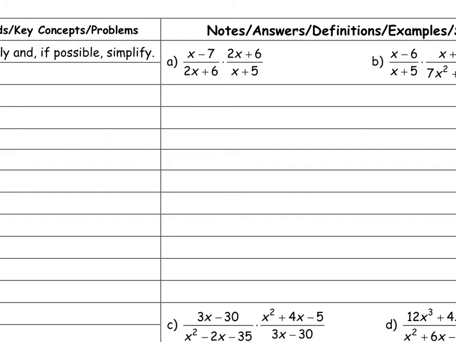I'm going to factor everything, right? Well, I'm not going to factor on this one. Just by looking at it, I can already make a 1, because it has 2x plus 6 in the bottom and the top. So I can just cancel those. I don't have to factor that one. Might as well make it easy, right? And then I get x minus 7 over x plus 5.